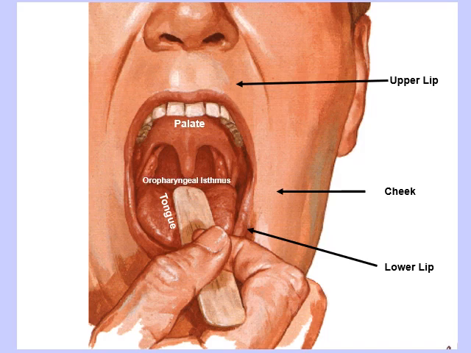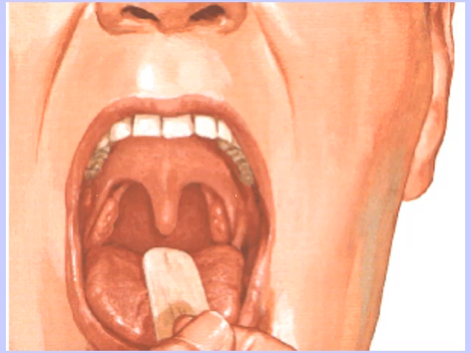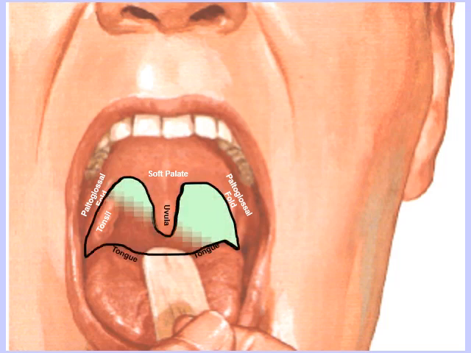Posterior boundary is oropharyngeal isthmus. The oropharyngeal isthmus is bounded by palatoglossal fold, tonsil, superiorly the soft palate, uvula, and inferiorly the tongue. This area is the oropharyngeal isthmus, the partition between the oral cavity and the pharynx.